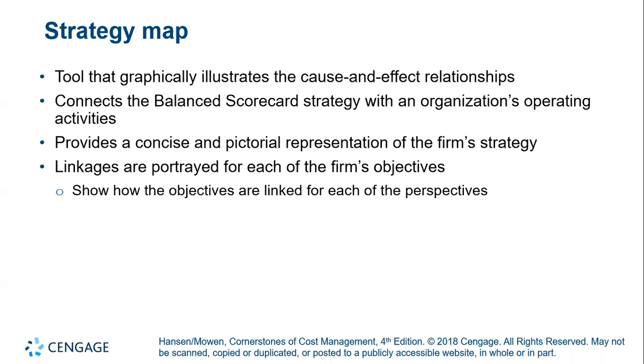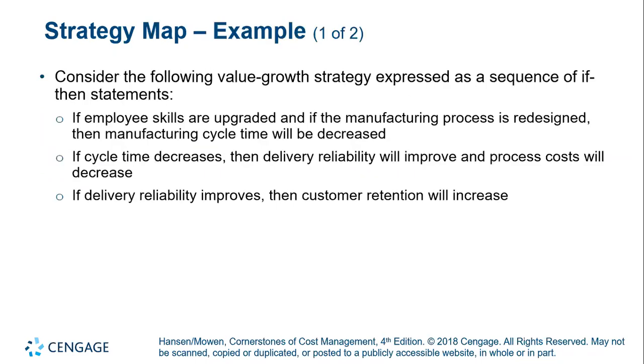Then we have the strategy map, a tool that graphically illustrates the cause and effect relationships, connects the balanced scorecard strategy with an organization's operating activities, and provides a concise and pictorial representation of the firm's strategy. Linkages are portrayed for each of the firm's objectives, showing how the objectives are linked for each of the perspectives. Now we have the strategy map, an example.